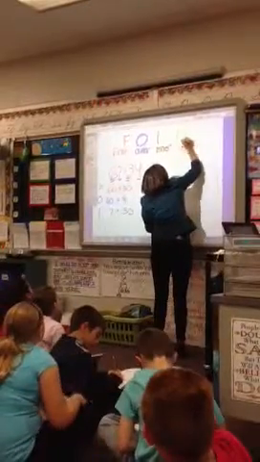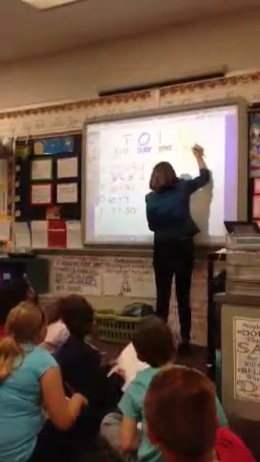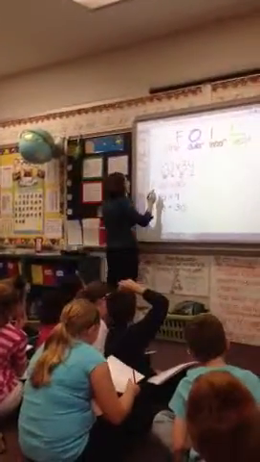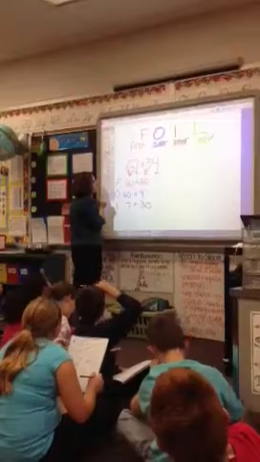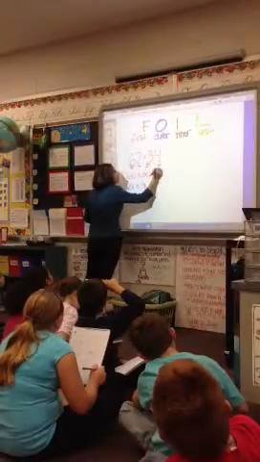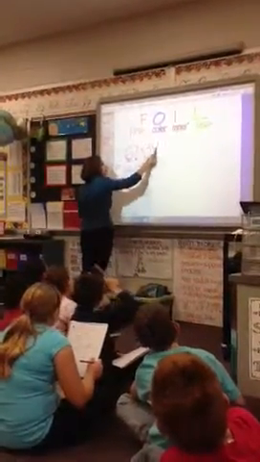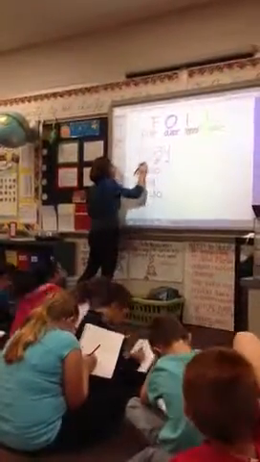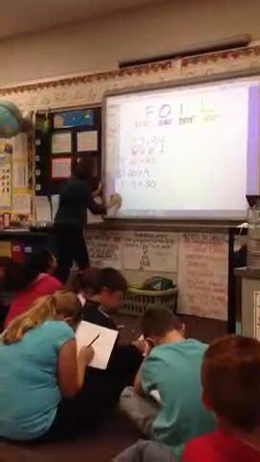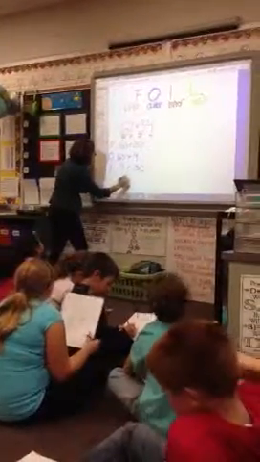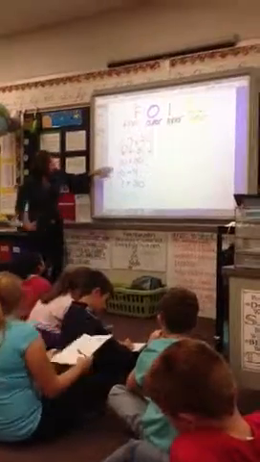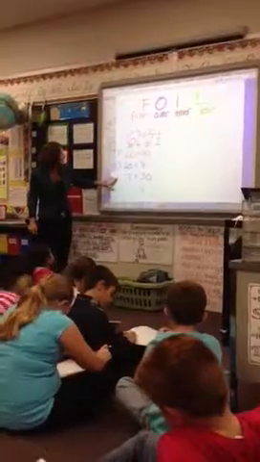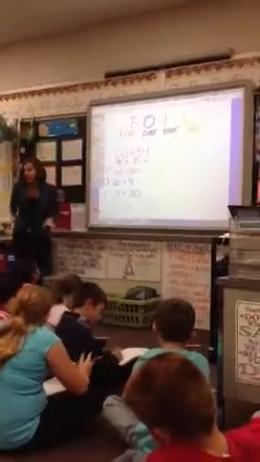And the last, ironically, is the last. What are the last digits in this problem? The 4 is definitely the last one in this factor, and the 7 is the last one for the other factor. So that problem would become 7 times 4. So the F stands for first, O stands for outer, I stands for inner, and L stands for last.